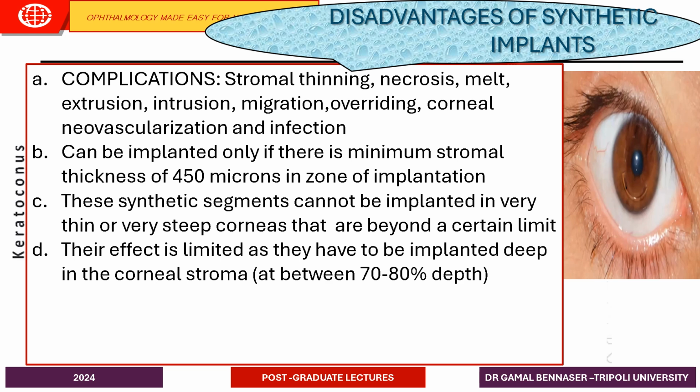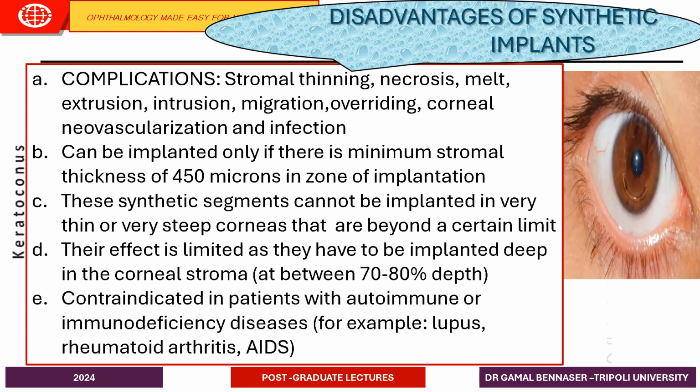Also, because of the risk of extrusion, we need to go deep in the cornea, up to 80% of the thickness of the cornea, to implant these segments and avoid extrusion and bulging outside. Another thing is that it is not applicable to patients with autoimmune diseases or immune deficiency like rheumatoid arthritis and AIDS, so we cannot apply them. That's why the new trend of using allogenic grafts takes special importance to overcome these limitations and restrictions.